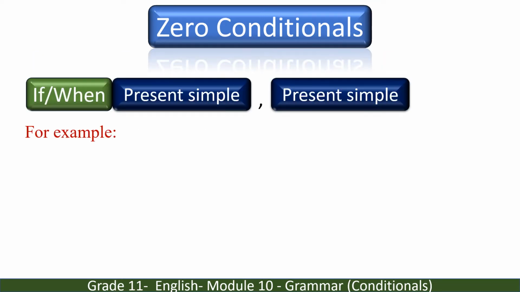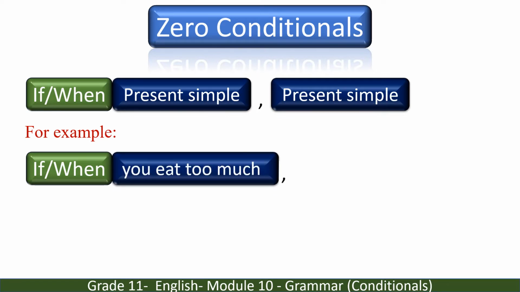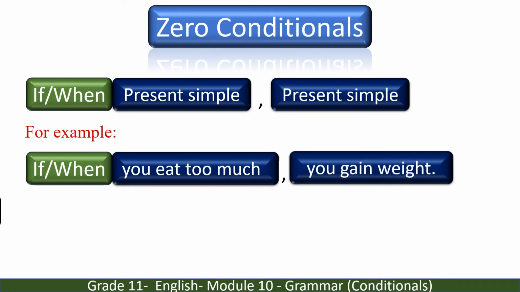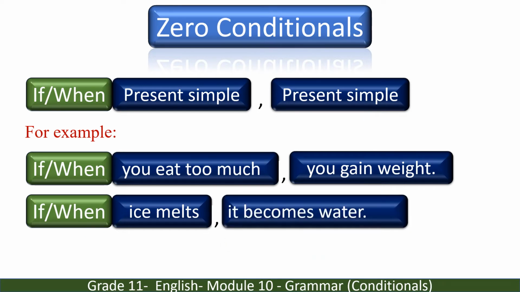Here are more zero conditional examples, but I will say the first part of the sentence, and I want you to guess the second part before it appears on the screen. Here are the examples. If you eat too much, what happens? Exactly, you gain weight. Second example, if or when ice melts, what happens? It becomes water, or it turns into water.